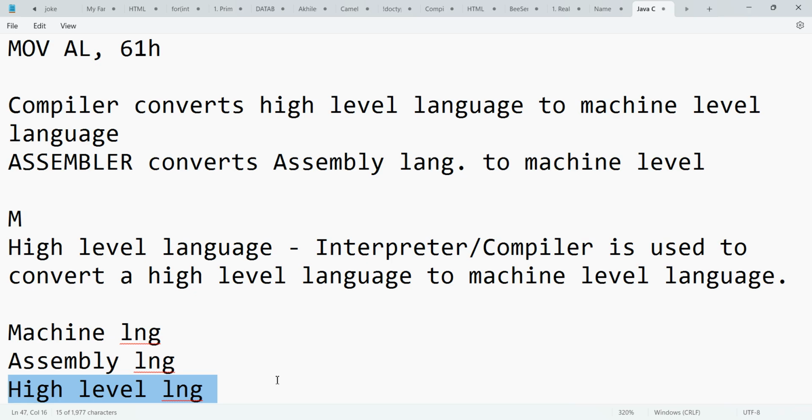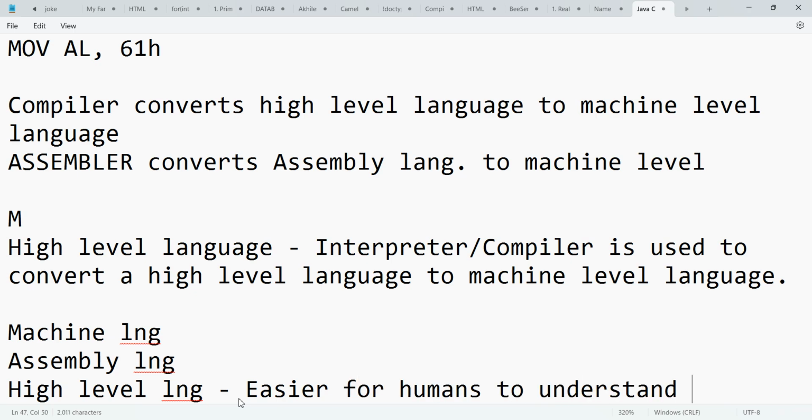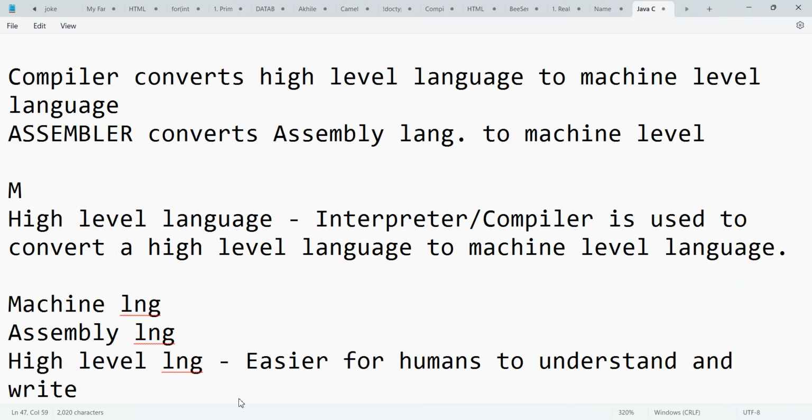No, you cannot directly say capabilities. Machine language also is capable, but we are not capable to understand it. Correct. Easier. This is the word that I want to hear. Easier for humans to understand and write.